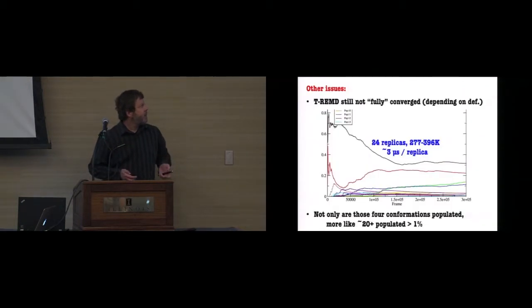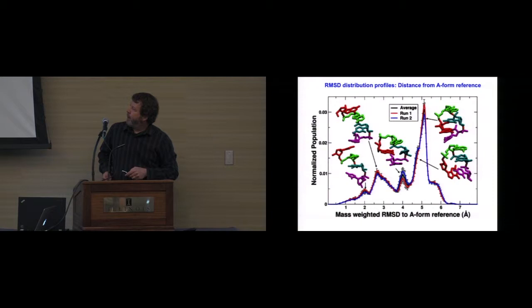Very exciting. Just with temperature, using 24 replicas, it still takes about 2 to 3 microseconds per window to converge this conformational distribution, which is a lot for a little tetranucleotide. You can imagine if you're going to go to a tetraloop, it's going to be much longer than that per replica.